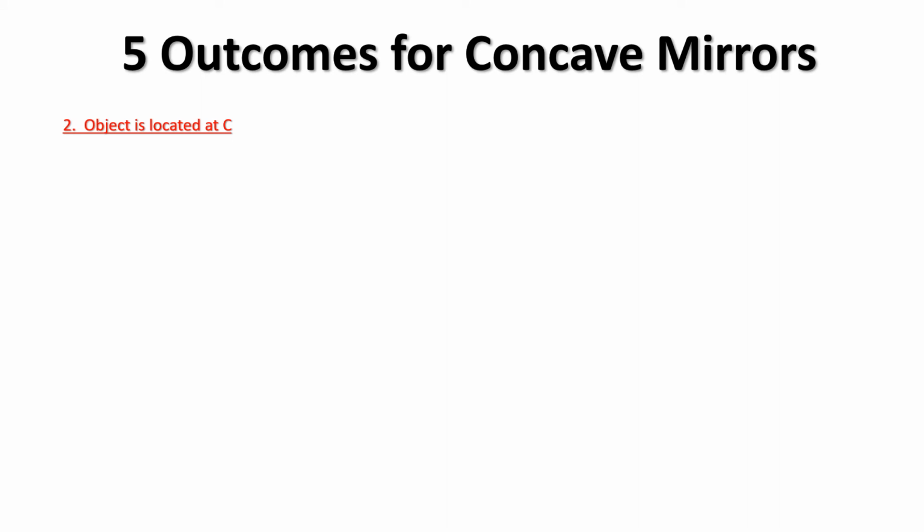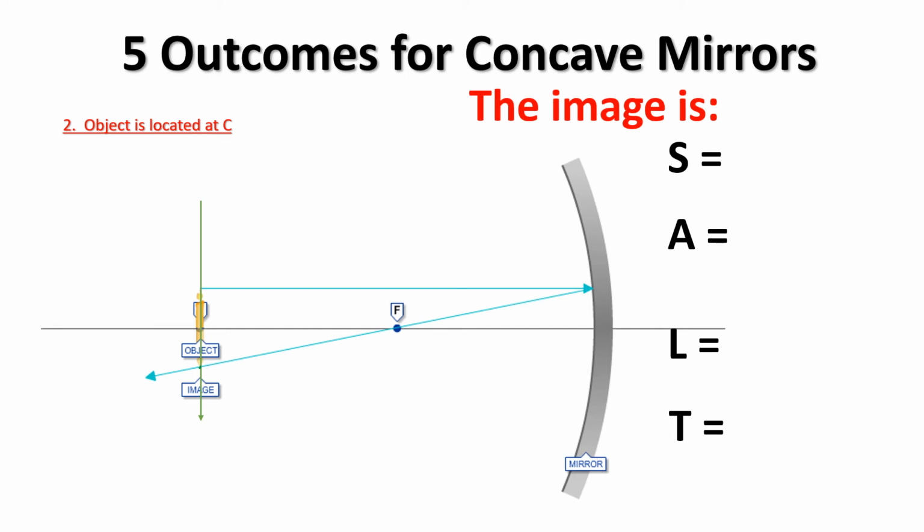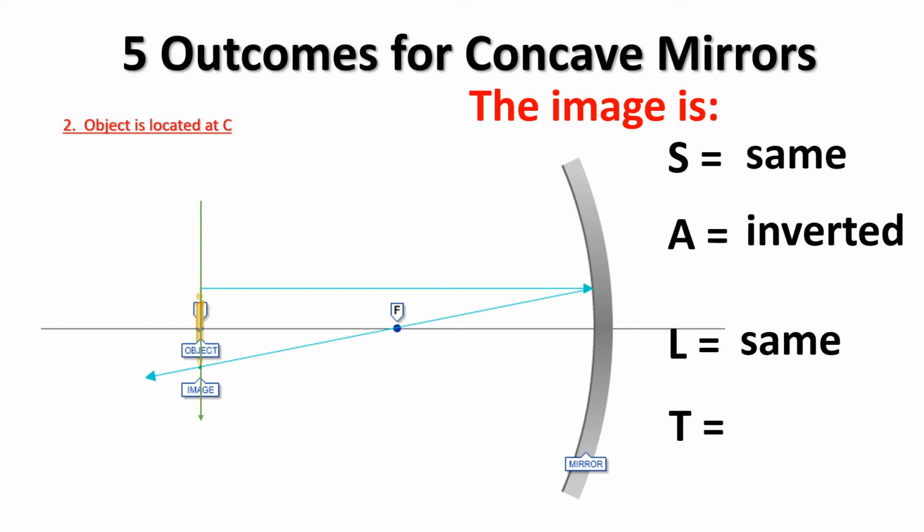Second one, object is located at C. So there we go. The image and the object are lined up, and you can see that we have our convergence point here. So again, we're going to sort this one. So the image, if you look at it, it's maybe a little hard to see because it's somewhat overlapping, but they are meant to be the same size. The attitude is inverted. Location is the exact same. And again, our type is real. It's in the real world.